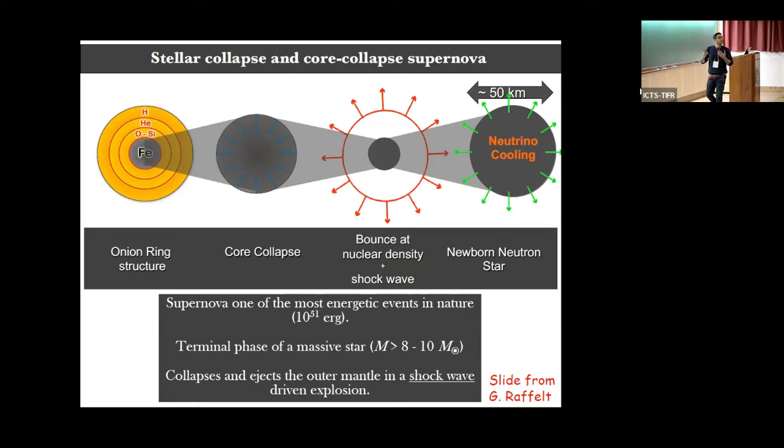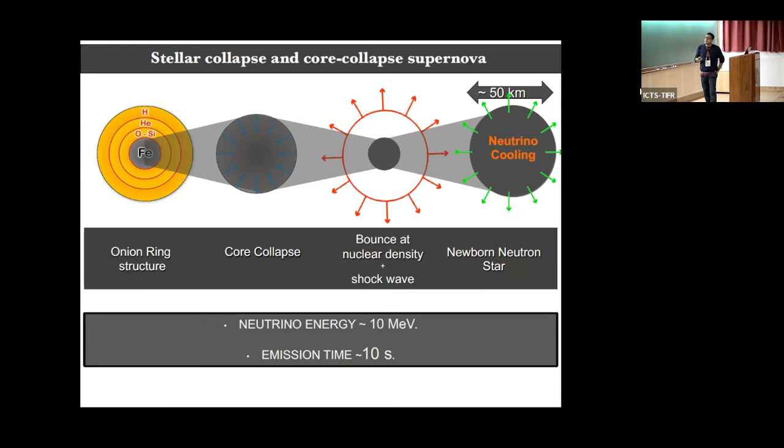The kind of supernova that we are discussing are core collapse events. These are of the order of at least 8 to 10 solar masses. You have this iron core, this onion ring like structure, from the gravitational collapse. This iron core is collapsing due to its own gravity. And finally, because it reaches supernuclear density, this is a shockwave driven explosion. And at the end, you have this neutrino cooling, and the neutrinos which are coming out of the star are typically of about 10 MeV, and this emission time is of the order of 10 seconds.